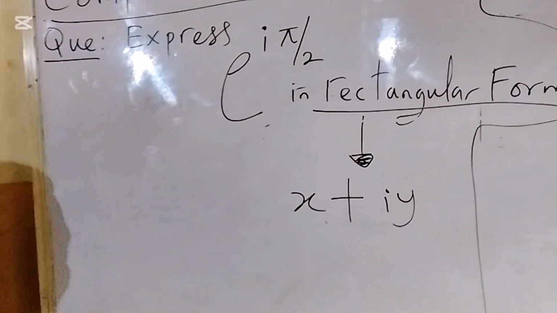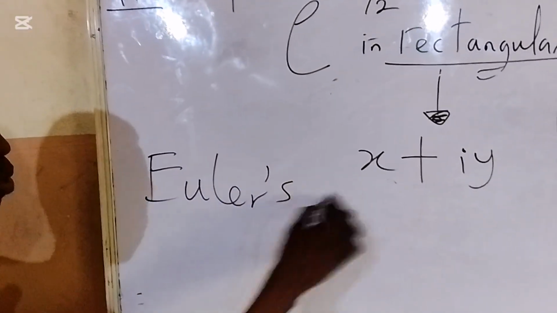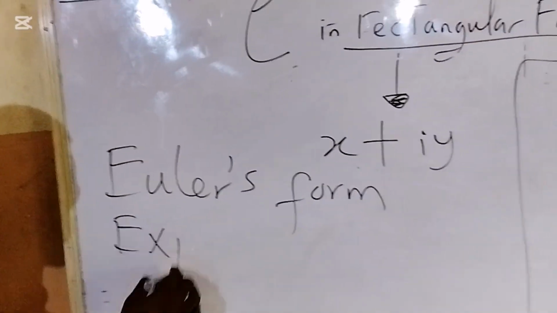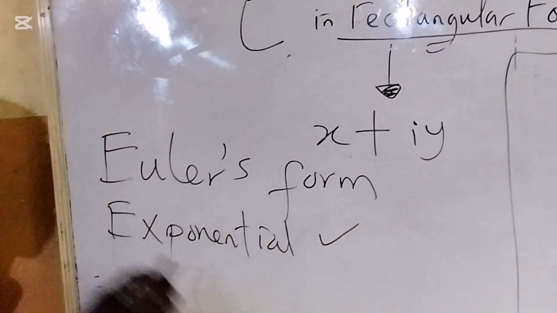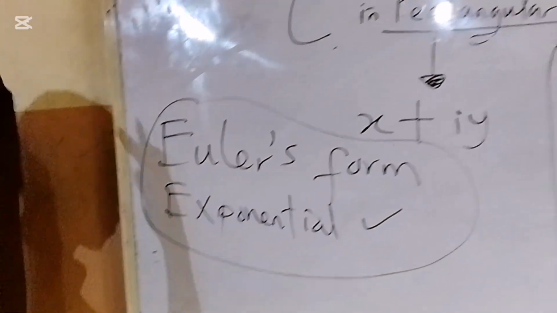Watch. I'm going to introduce you to something now. It is called Euler's form. I repeat, it's called what? Euler's form. What some call exponential form. So any word you use is very good. You can say Euler form, you can say exponential form. Both words are good. What is the meaning of Euler's form?